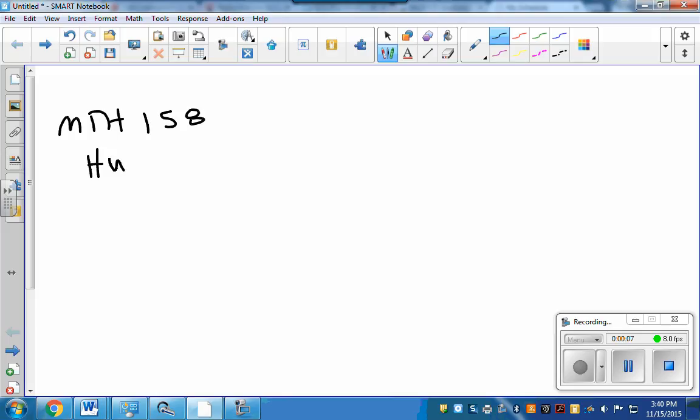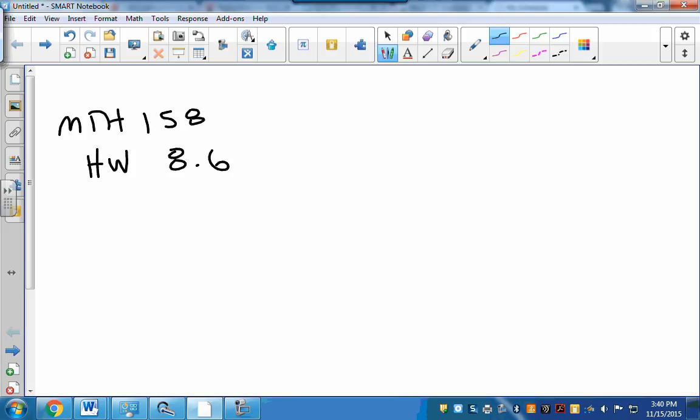Homework for 8.6, solving equations. And let's see how these go. Okay, it says solve each equation for x, I suppose, since there's a variable there. Square root of x minus 2 is equal to 3. The idea is to square both sides.